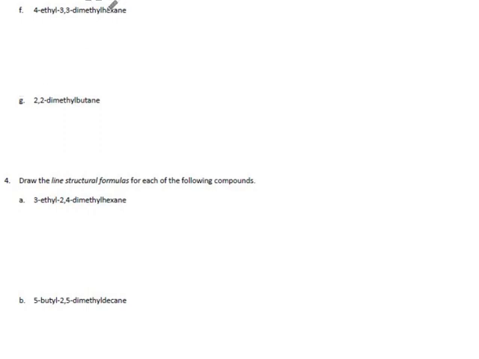4-ethyl-3,3-dimethylhexane. 1, 2, 3, 4, 5. Hexane means 6. On the 4th atom, put an ethyl group. 1, 2, 3, 4. There's your ethyl. On your third atom, put 2 methyl groups.